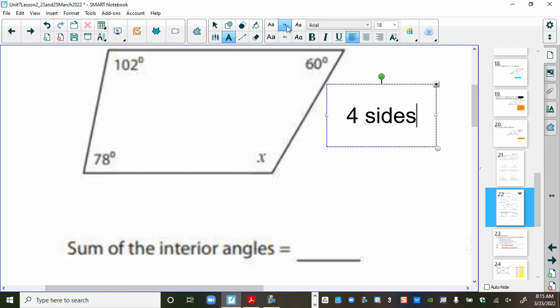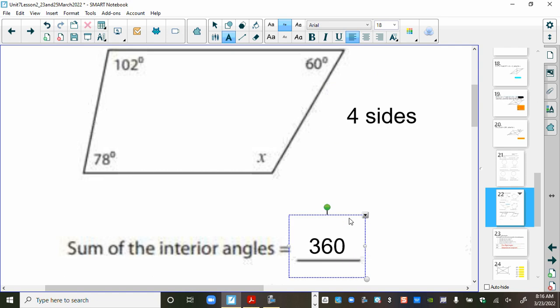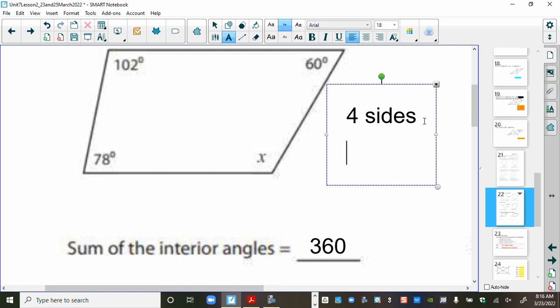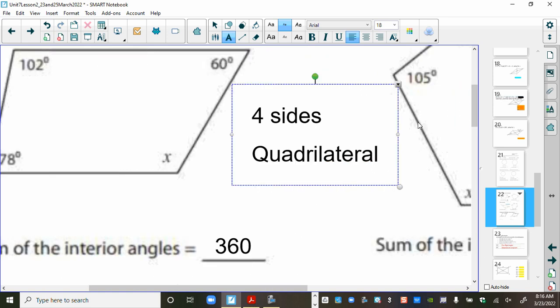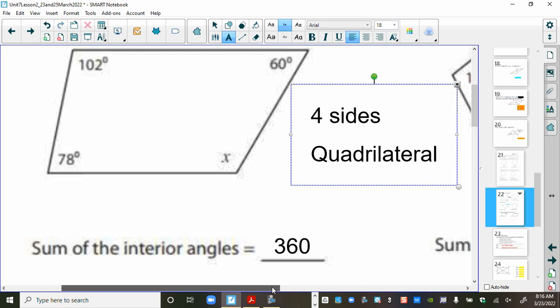that means the sum of the interior angles adds up to how many degrees? Who wants to take a guess? Close. That's it. So the sum of the interior angles, if it was a triangle, we're going to talk about that one in a moment, is 180. But if it's a quadrilateral, 4 sides, quadrilateral, that's 360.